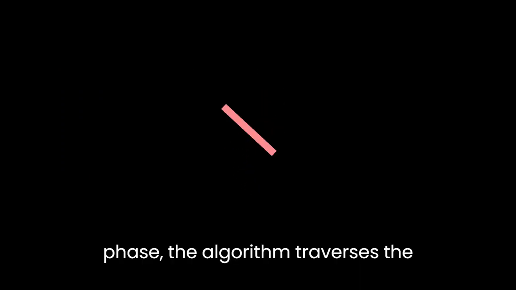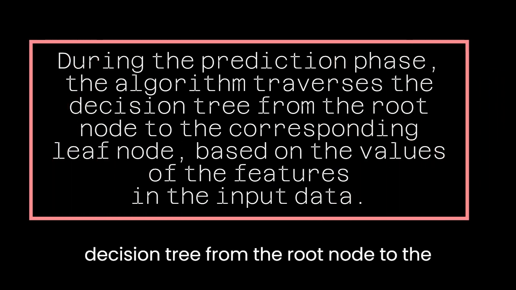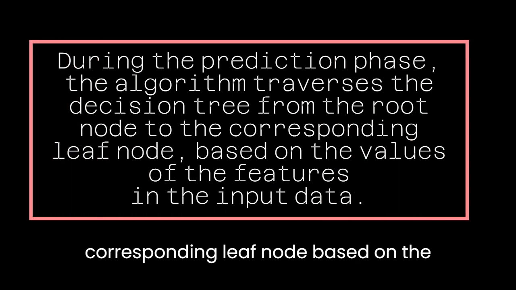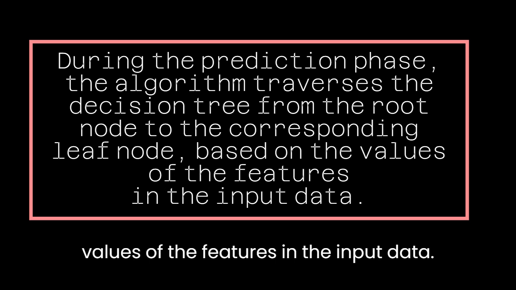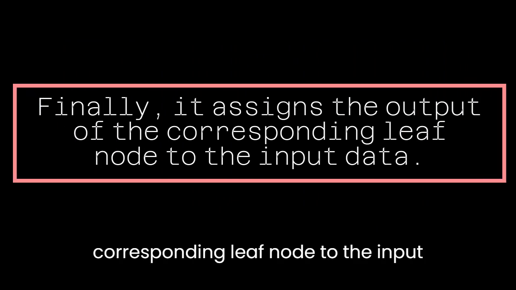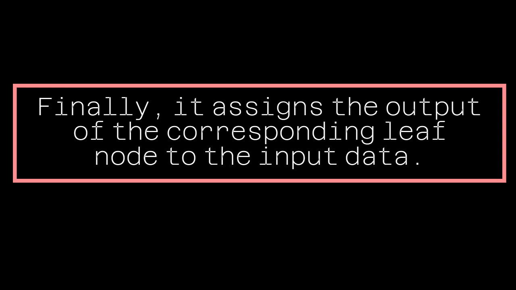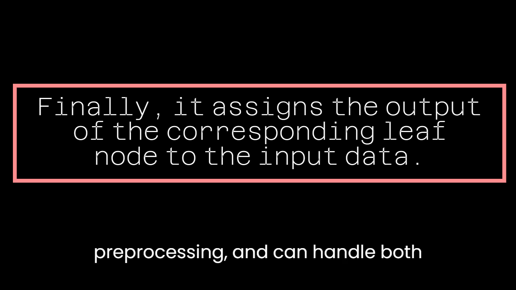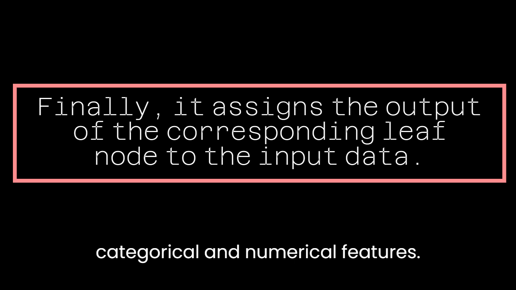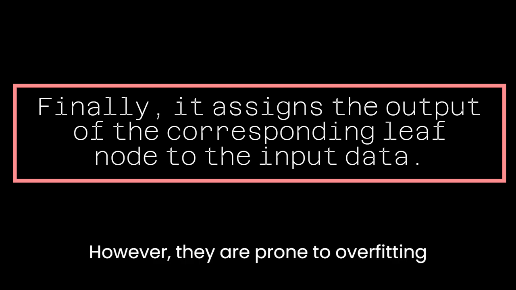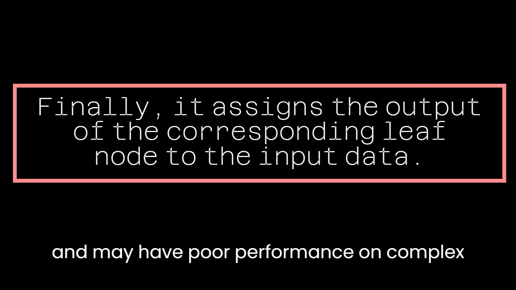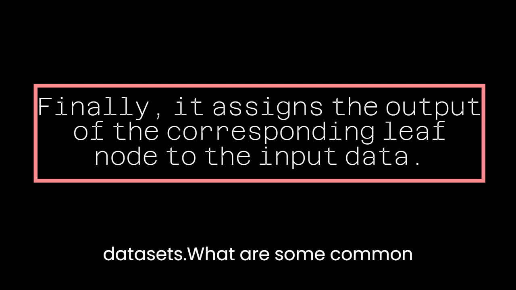During the prediction phase, the algorithm traverses the decision tree from the root node to the corresponding leaf node, based on the values of the features in the input data. Finally, it assigns the output of the corresponding leaf node to the input data. Decision trees are easy to interpret, require little data pre-processing, and can handle both categorical and numerical features. However, they are prone to overfitting and may have poor performance on complex datasets.